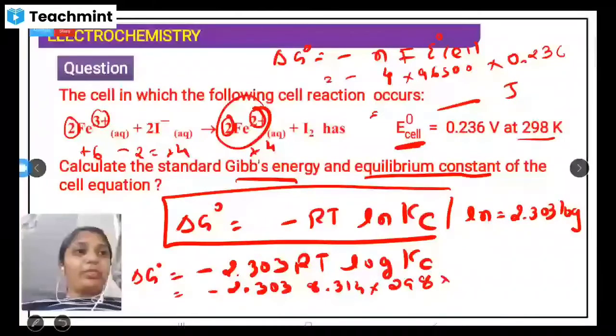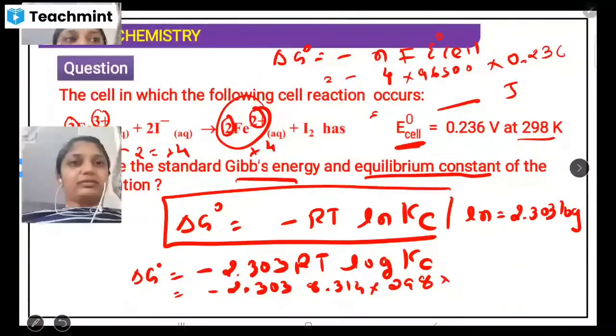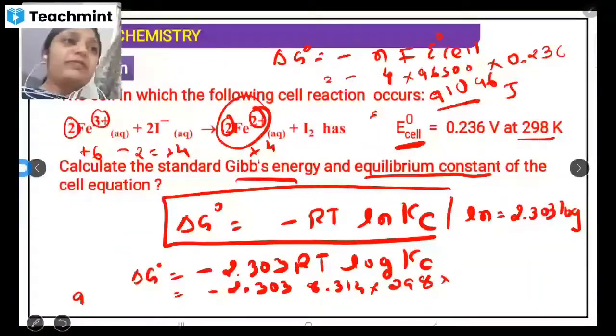So students, what will be your answer? 91096. Okay. So let's put the value of delta G here. 91096. Here Kc is there.